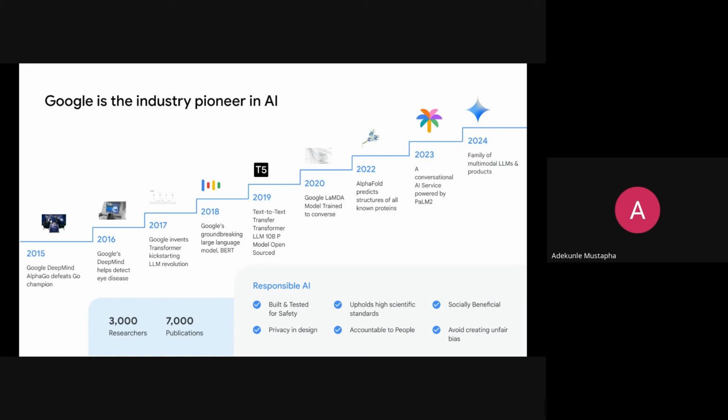But before that, it's always good to be focused on the responsible part of AI, whereby it is built for safety. It is built for safety. It also upholds scientific standards. It is socially beneficial. It inculcates privacy in its design. It is also accountable to people and can also avoid creating unfair bias.